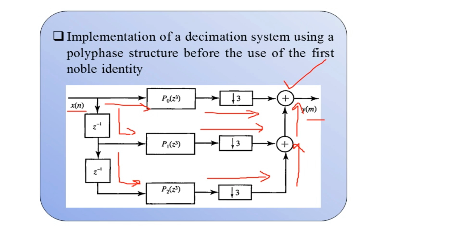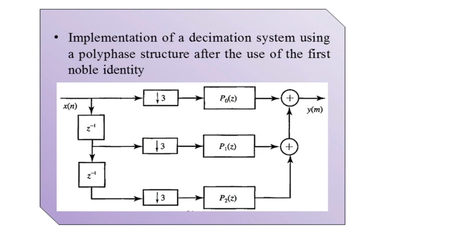So this was the polyphase structure before the use of the first noble identity. Now the polyphase structure after the use of the first noble identity can be visualized. Here we have the structure, so x of n is here, then y of m is the expected output. The input is provided first to the decimation by factor 3, and then the use of the function P0 of z here.